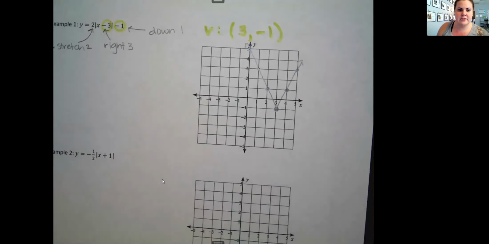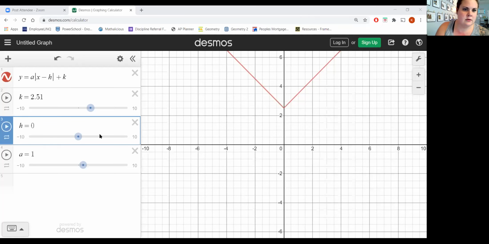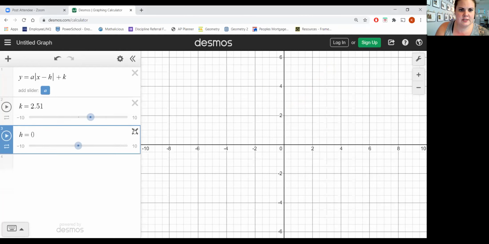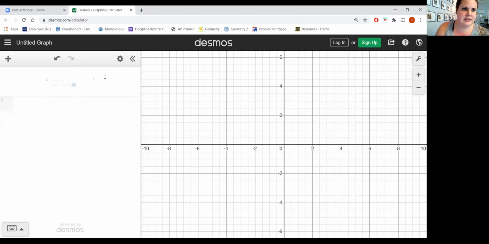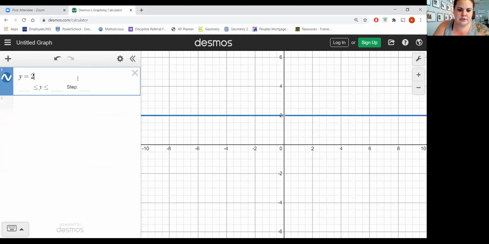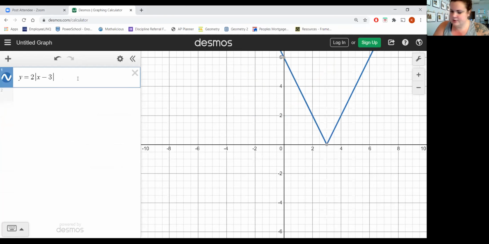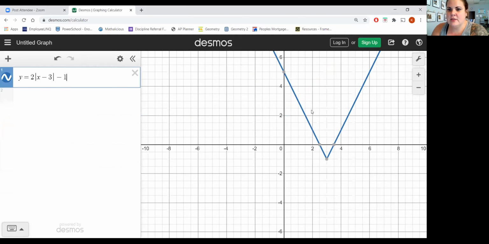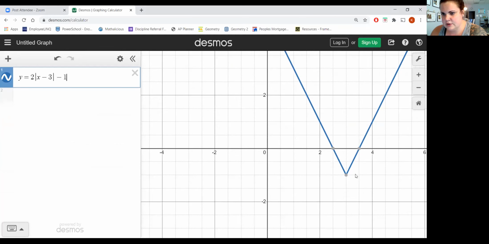So for you guys, you can use Desmos to go ahead and graph these. If I wanted to use Desmos, I'm just going to go up here and get rid of everything I typed already. You can just type y equals 2, get those vertical lines in there. And then what I'm doing here is I'm zooming in. You can see that it starts at 3, -1. If you click on that vertex, it'll actually tell you what it is.